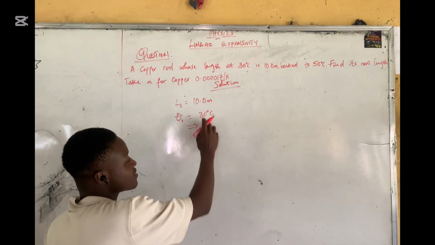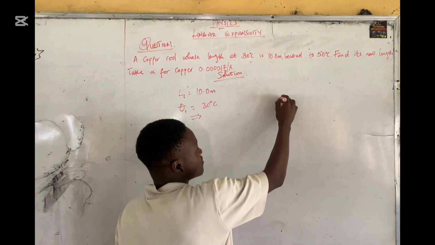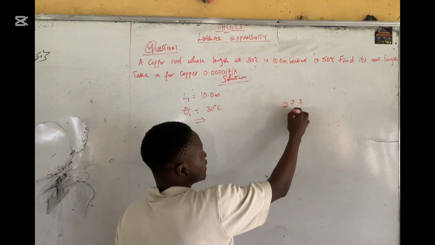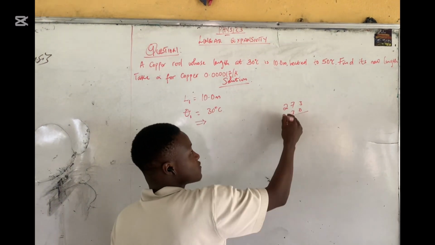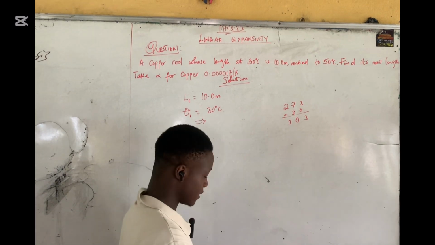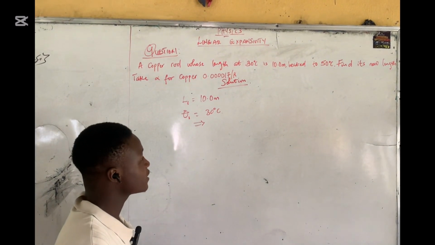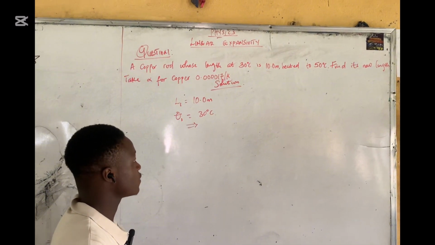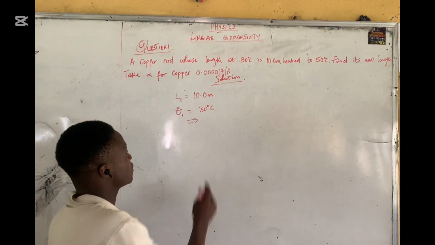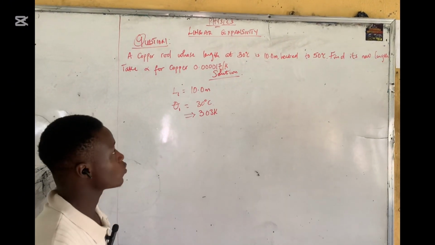When you convert this 30 degrees Celsius to Kelvin, you add 273. That is 273 plus 30, right? 3 plus 0 is 3, then 7 plus 3 is 10, write 0 and carry 1, and 2 plus 1 is 3. So we have 303. That is the conversion from 30 degrees Celsius to Kelvin: 303 Kelvin. So what's the next thing?